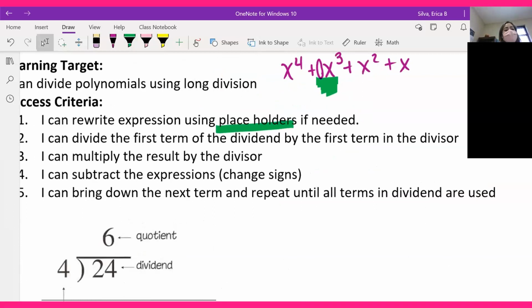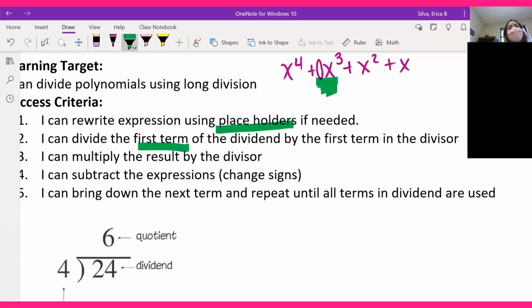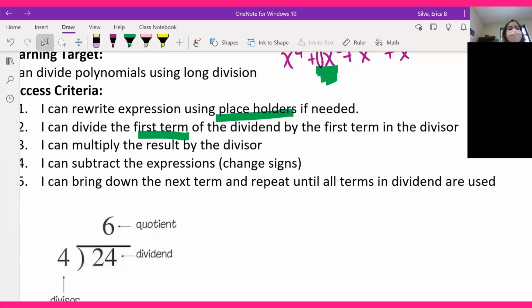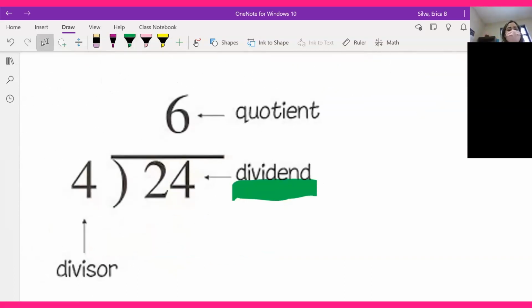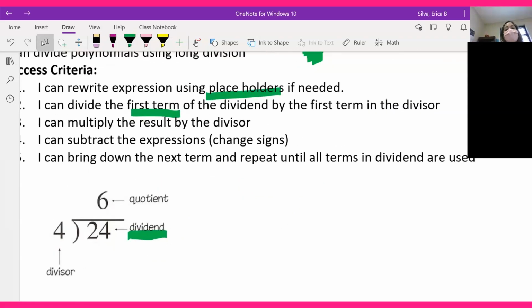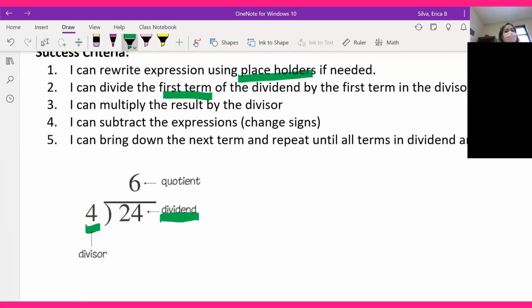All right, so after we do that, we're going to divide the first term. Notice how we're only looking at the first term of each expression. So we're going to look at the first term of the dividend. Remember, the dividend is the number inside that division symbol. And we're going to divide it by the first term in the divisor. So it's kind of working backwards. Then we're going to multiply the result by the divisor, subtract the expressions, and when we subtract them, we're basically changing their signs and adding. And then we're going to bring down the next term and then start the steps all over again.